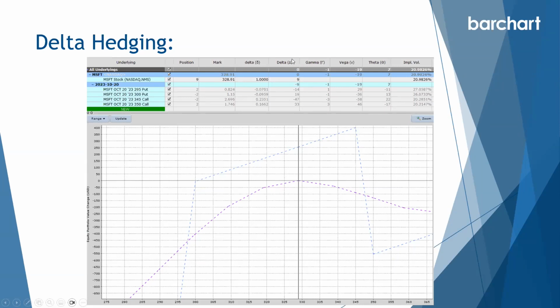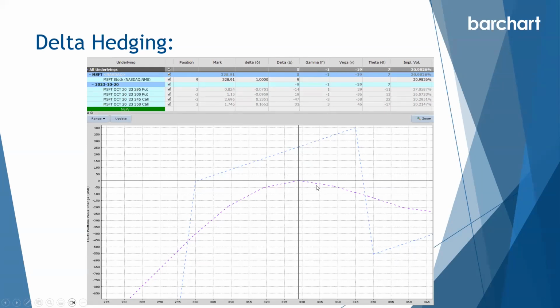Now our combined position has a delta of 0, and we haven't impacted any of our other Greeks. We're still getting positive time decay through Theta, which we'll talk about shortly, and we haven't changed any of our Vega or Gamma, any other Greeks. Now that's not necessarily something you might want to do, but I just wanted to show that to illustrate how it's done. And now we've got a really flat T plus 0 line.